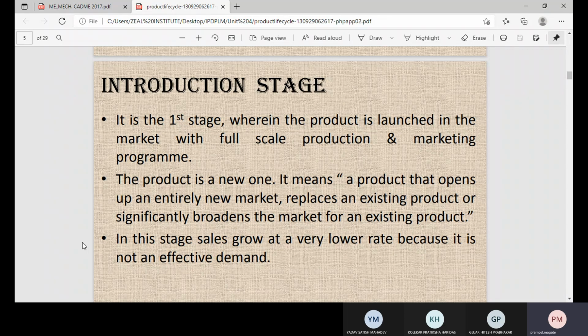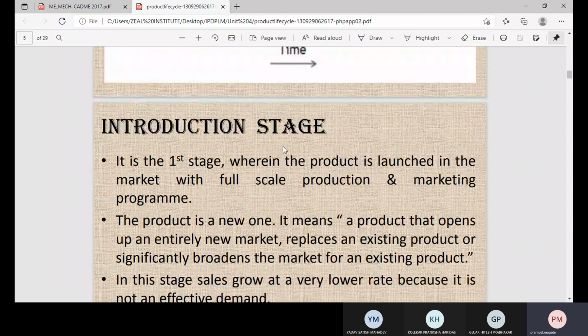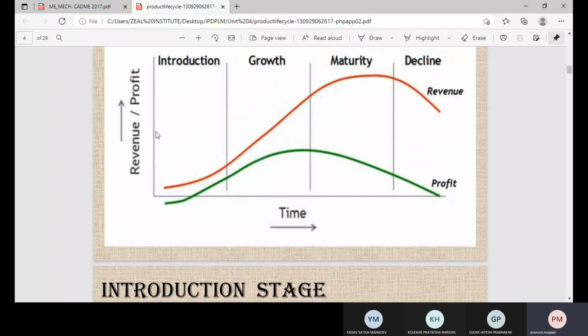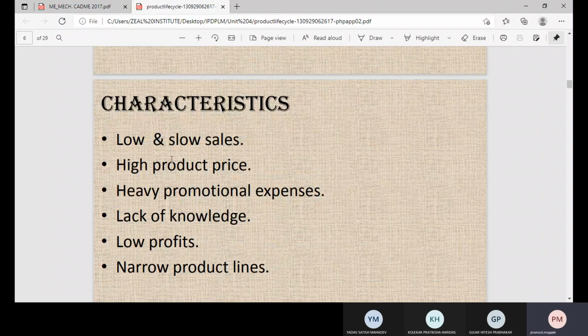Okay, so this is about the first stage. Next will be the characteristics of the first stage. It is very important. What are the parameters included here? First is lower cost, this will be included. Correct. So these are the characteristics you can see. Low and slow sales, of course. High product price. So in this case, high product price means the customer feels it is a high product price.